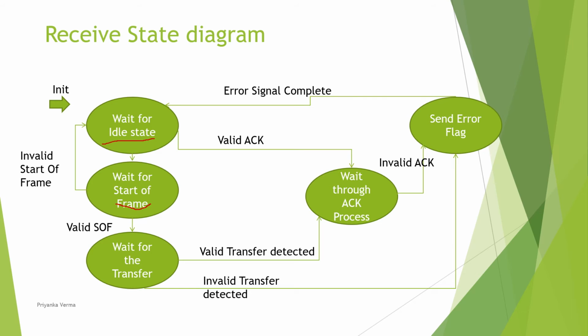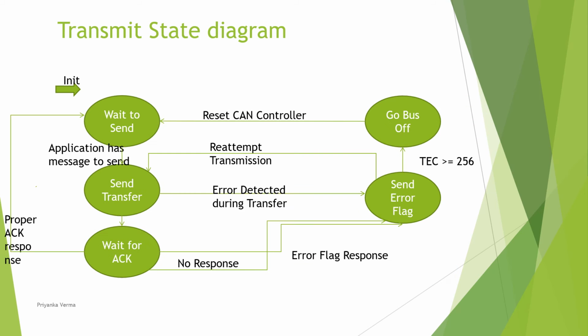And it can be either way. There can be one more way an error flag can be sent. That is when we wait for the transfer and the transfer is detected and it's completely fine, but the acknowledgement is not received or an invalid acknowledgement is there, then again the error flag will rise and that will be sent to the bus.